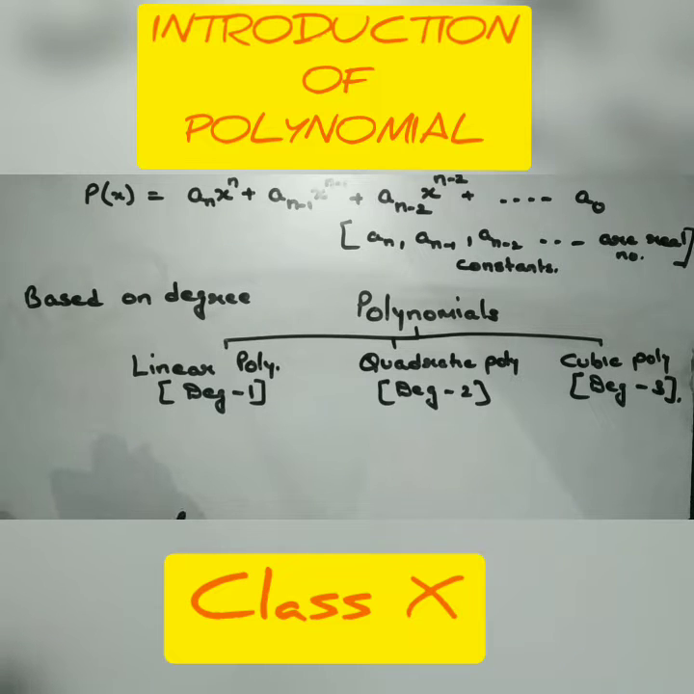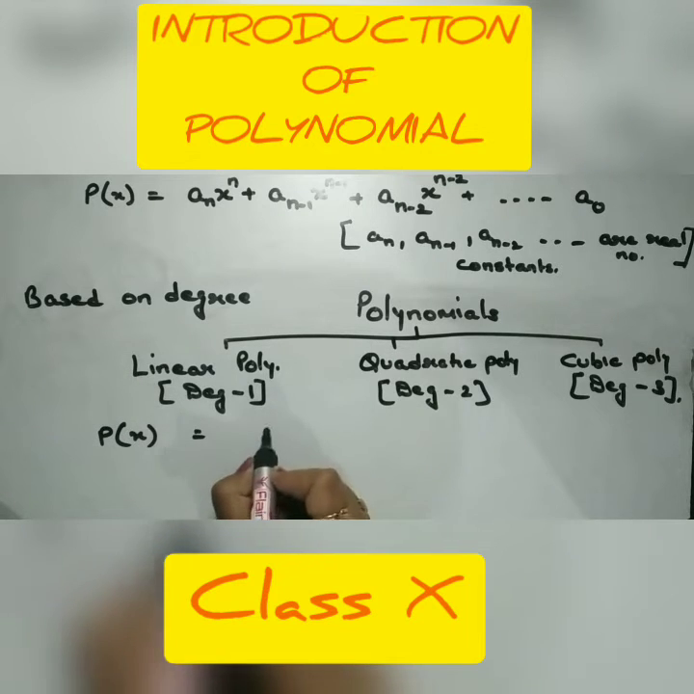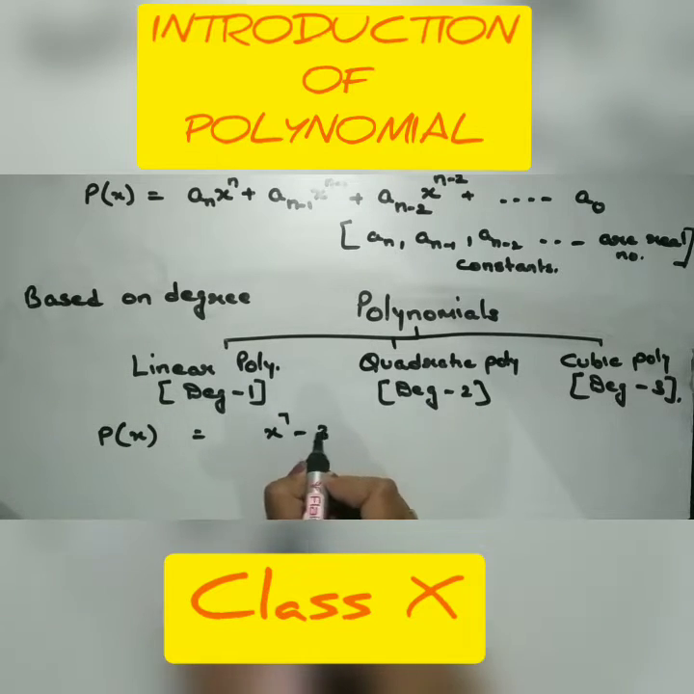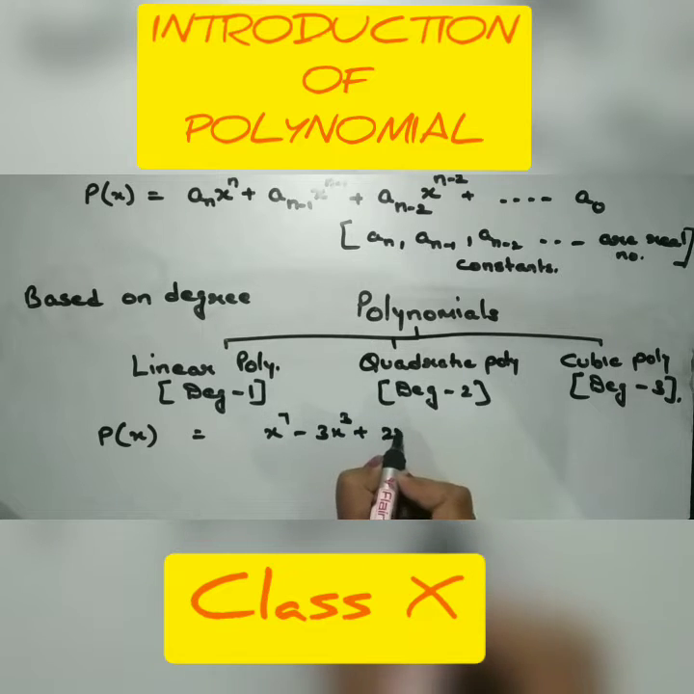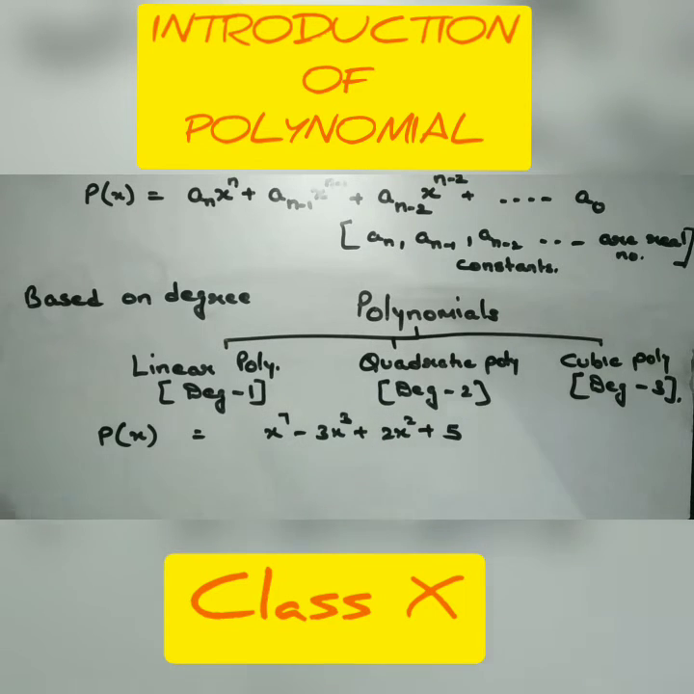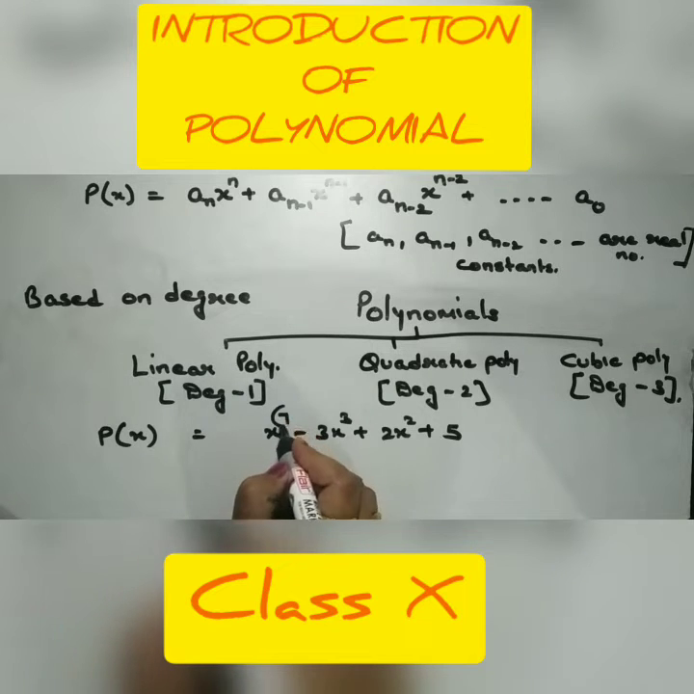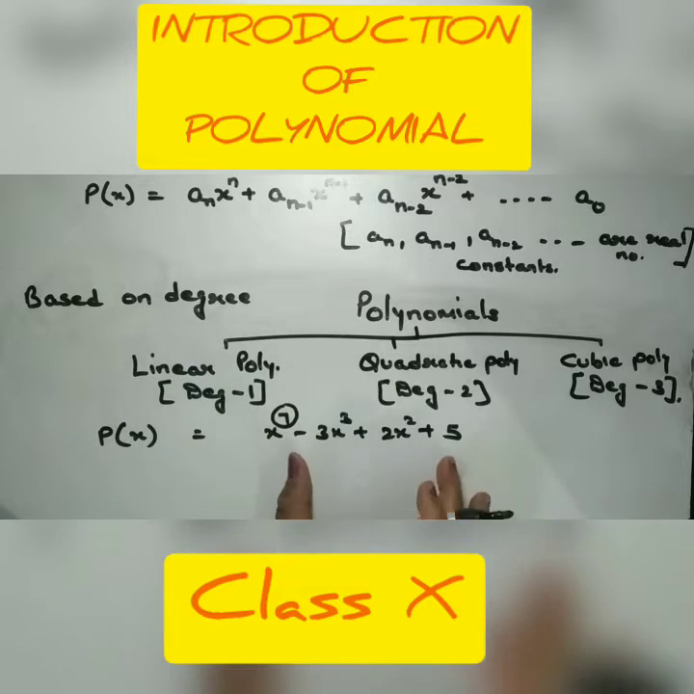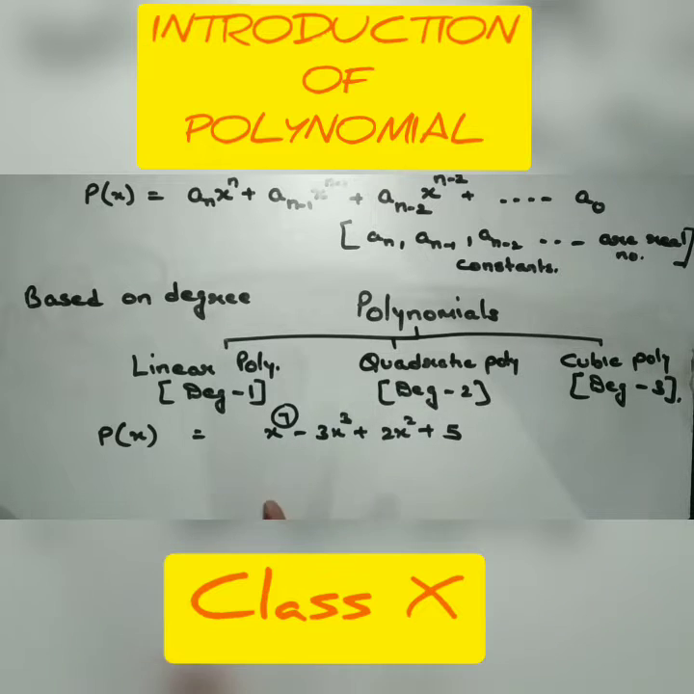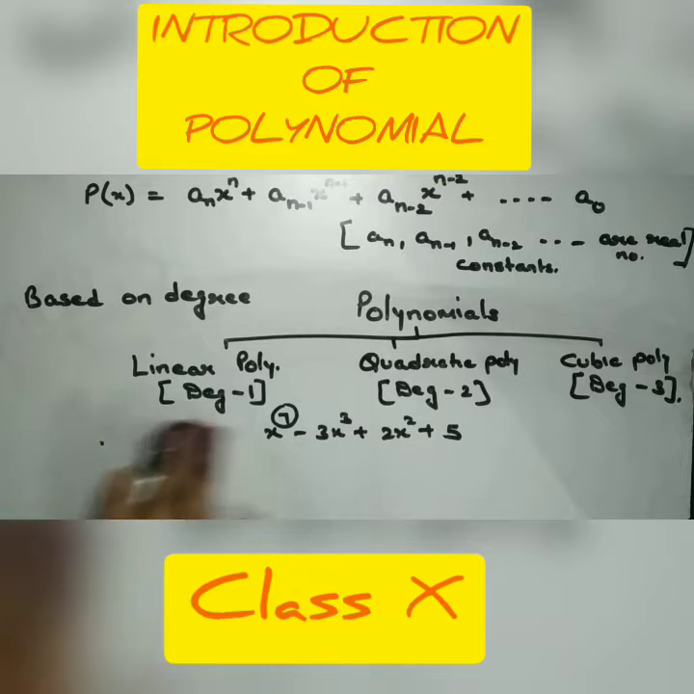Before explaining these polynomials, let me tell you the degree with an example. Suppose I write the polynomial p(x) is equal to x^7 minus 3x cube plus 2x square plus 5. What is the degree? The degree is the highest power, that is 7. So the degree of this polynomial is 7. I think I am clear with you all. Okay, now come to linear polynomial.